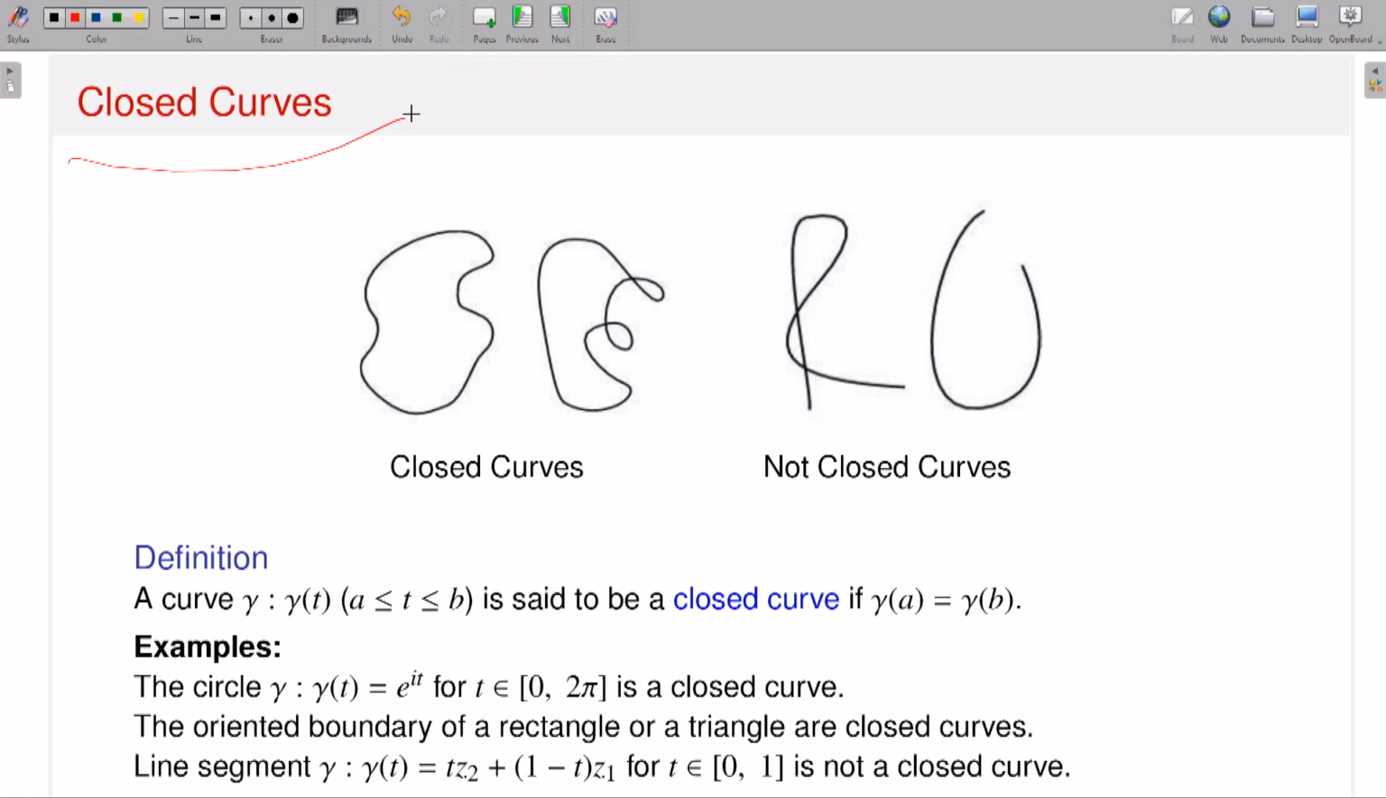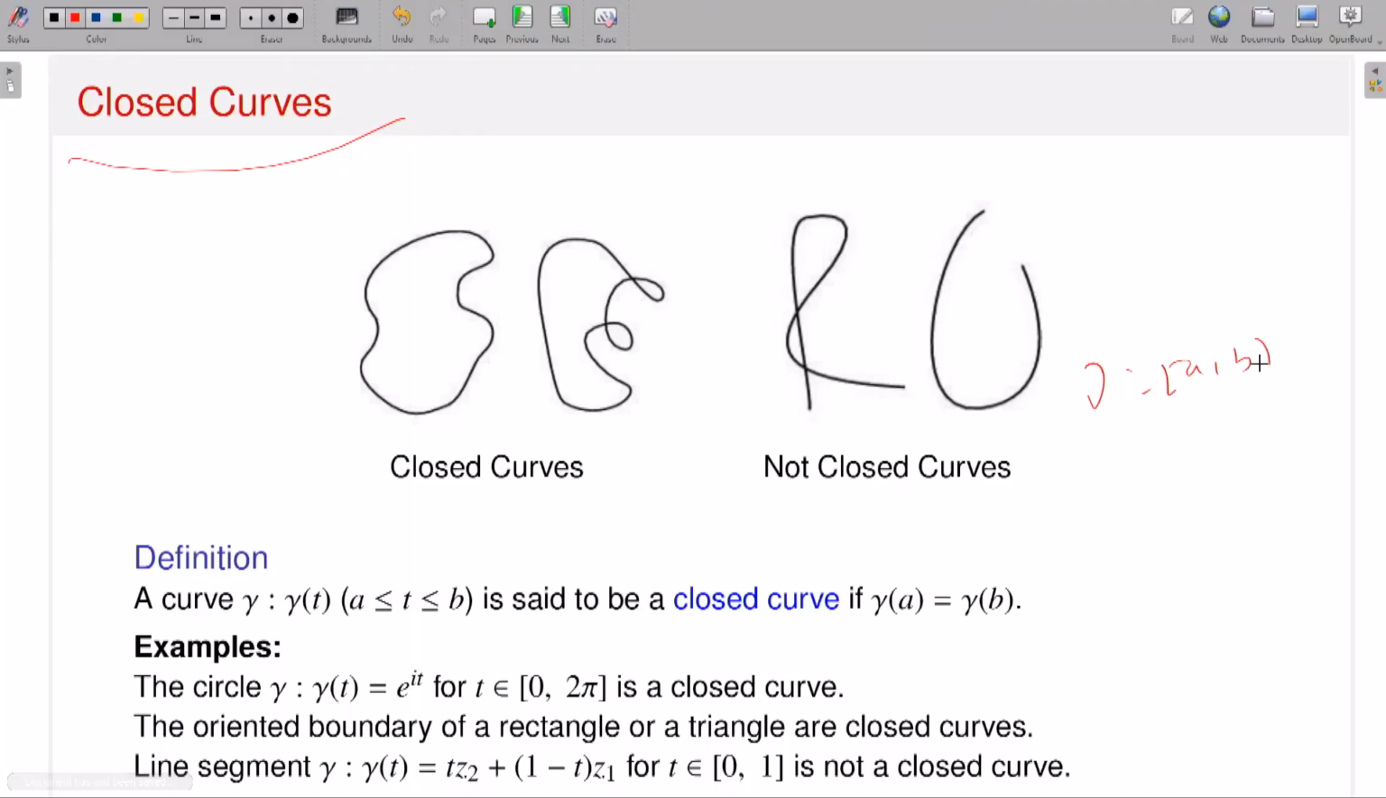Closed curve means what? From the definition it is clear. If I have a curve, it will be a map from the closed interval AB to C, or it will have a parameterization, let it be gamma. Closed means the value of my gamma at the starting point should be exactly the same as the value of my gamma at the end point. That means if my gamma is a map from the closed interval AB to C, gamma of A should be exactly equal to gamma of B. That is called the closed curve.